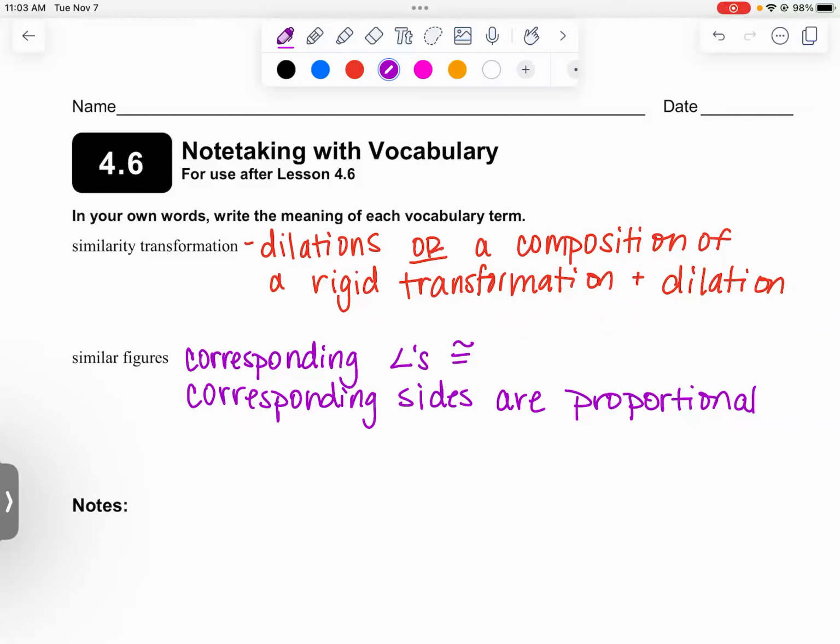Okay. So a similarity transformation is either just a dilation or a composition of a rigid transformation. Remember, that could be a reflection, translation, or rotation. And then if we compose it with a dilation, now we have a similarity transformation. When we talk about similar figures, we have angles that are congruent and sides that are proportional.